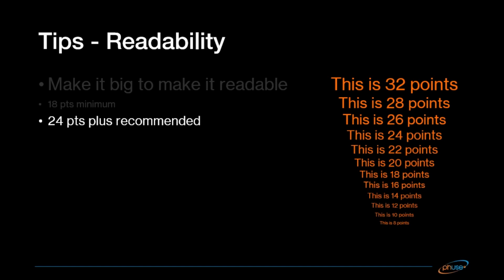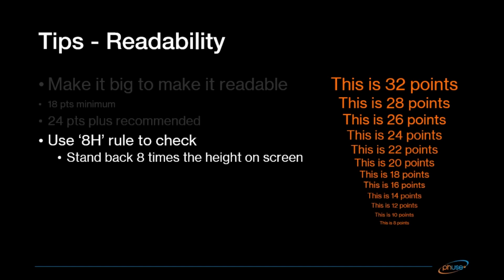But there is another way of dealing with that, and that's to use what's called the 8H rule. And the 8H rule has a little bit more to it than simply what I have on the screen here, which is to stand back 8 times the height on the screen. But it's a very quick way of checking yourself rather than going into the details of the 8H rule to find out exactly how to work it out. You simply need to stand back 8 times the height of the image that you use on your screen, to check whether you can read the text that you have there. If you can't read it, then you need to increase the point size.